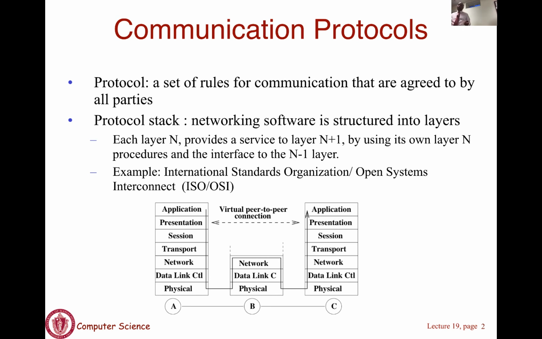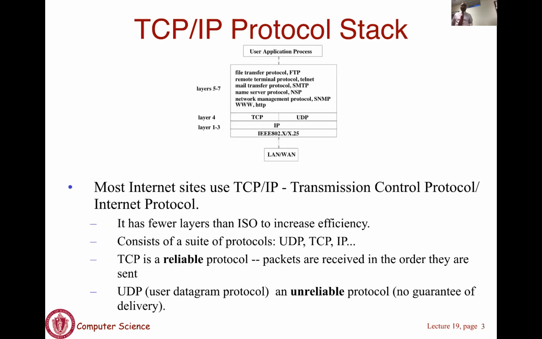So, although in this figure we have only one router sitting between A and C, typically you may have more than one router involved in forwarding that packet, so that it eventually gets to its destination node, which in this case is C. Okay.